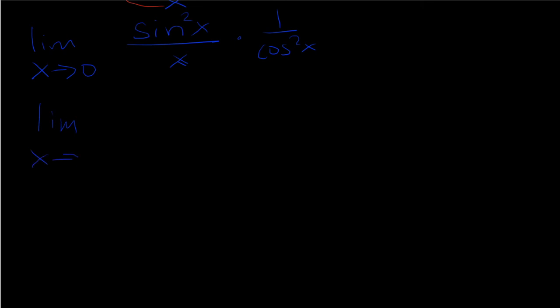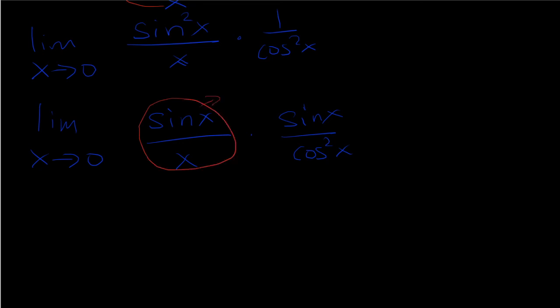So we have the limit as x approaches 0. Now sine squared, we can break it up as sine times sine. So I'm going to have 1 as sine over x, and then sine over cosine squared. And sine over x approaches 1. So I can just plug in x equals 0 now for sine and cosine. Well, sine of 0 is 0. Cosine of 0 squared is 1. So my limit is 0.